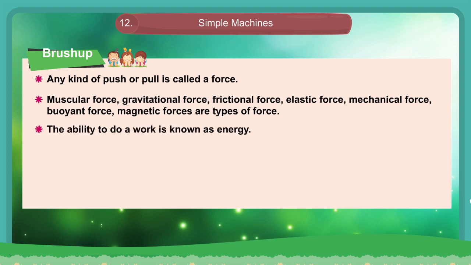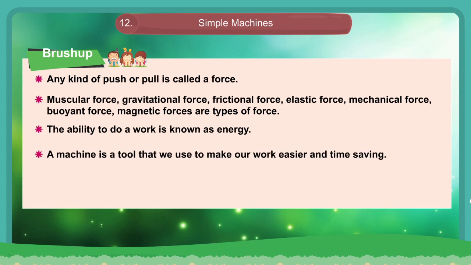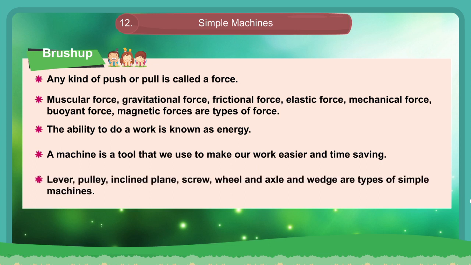The ability to do work is known as energy. A machine is a tool that we use to make our work easier and time-saving. Lever, pulley, inclined plane, screw, wheel and axle and wedge are types of simple machines.